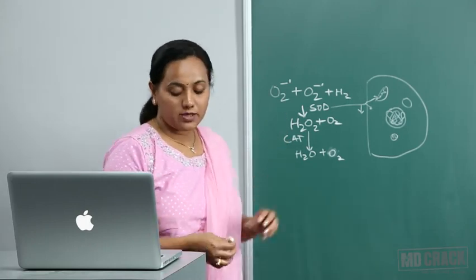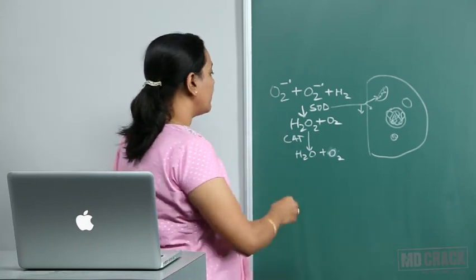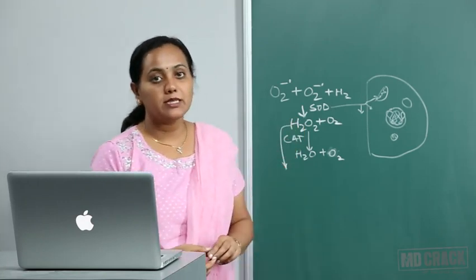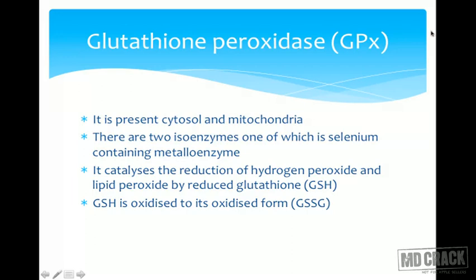Glutathione peroxidase, the word peroxidase tells you that it also acts on hydrogen peroxide. Peroxidase means peroxide. Where is it present? It is present in the cytosol and mitochondria. So it has two isoenzymes, one of which is a selenium containing metalloenzyme. The other is a non-selenium containing. Why is it important? Selenium acts as an antioxidant. So it catalyzes the reduction of hydrogen peroxide and lipid peroxide by forming reduced glutathione.